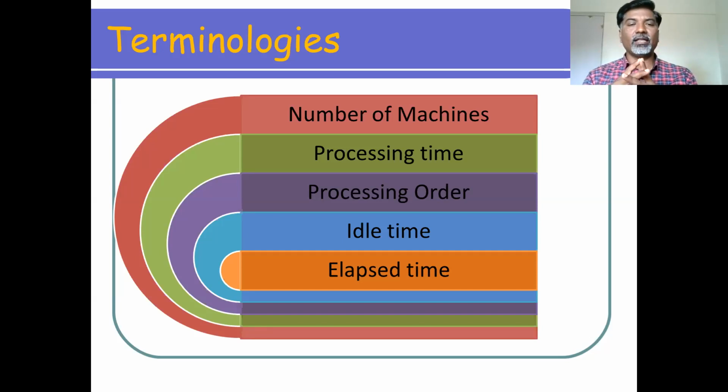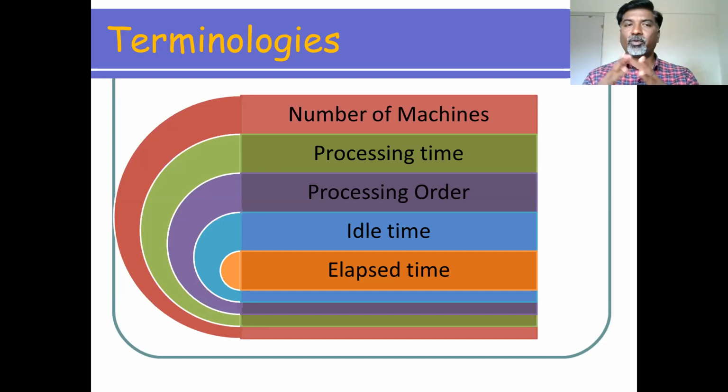The next one is idle time. Idle time is nothing but free time for the machines. If any machine waits for a job, then that waiting time is called idle time for that particular machine. And the last one is the elapsed time. Elapsed time is the time between starting the first job and finishing the last job. That total span of time is called elapsed time.